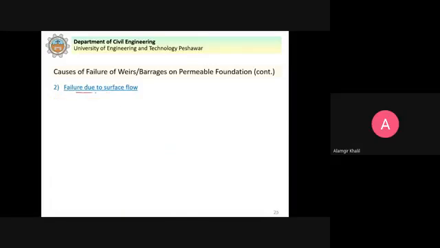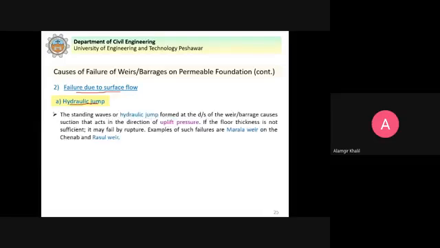The second one is failure due to surface flow. That can be because of the hydraulic jump. We already studied this in detail in the hydraulics course. The same concept applies here. The standing waves or hydraulic jump formed at the downstream of the weir or barrage cause suction that acts in the direction of uplift pressure. Because of fast moving water, you see this hydraulic jump acts as suction in the direction of uplift pressure.